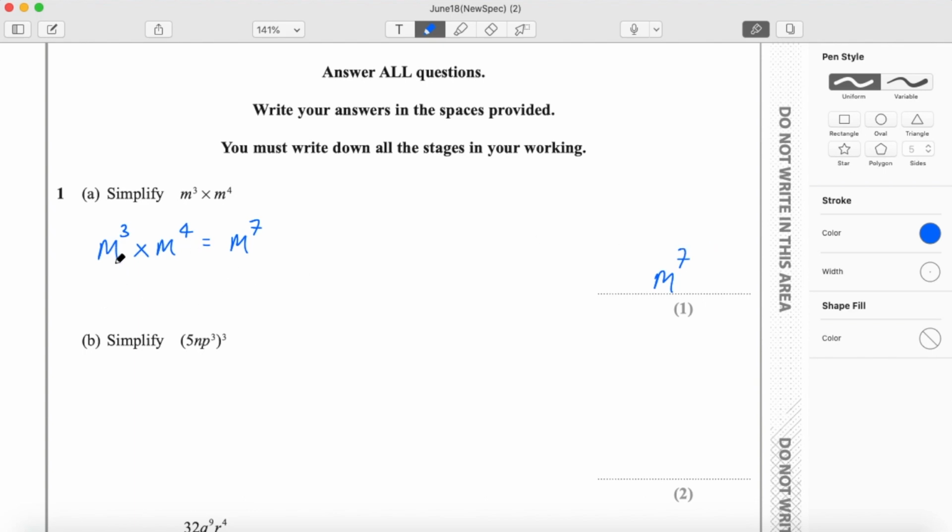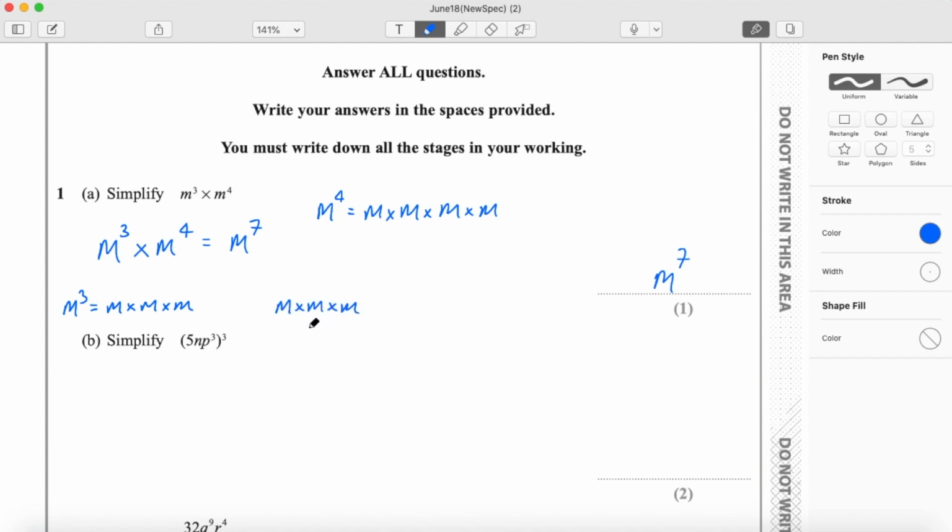Another way to think about this is we know that m cubed is just m times by itself 3 times. And similarly, m to the power 4 is just m times by itself 4 times. So therefore it follows that m cubed times by m to the 4 is just m times by itself 3 times, again by a further 4 m's. The total number of m's would therefore be 7.